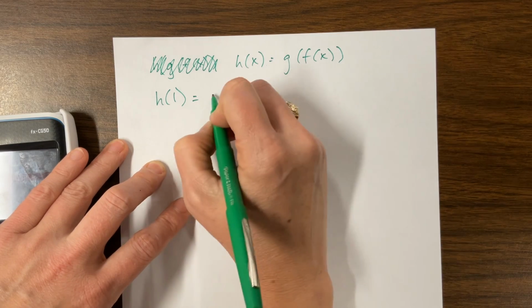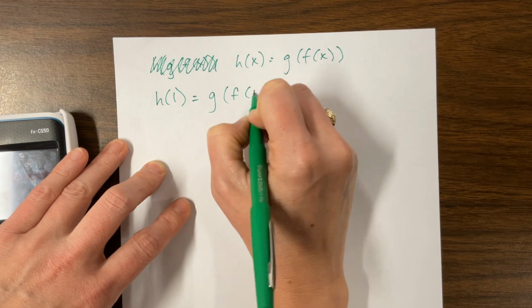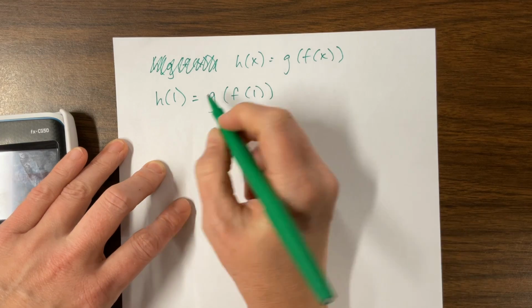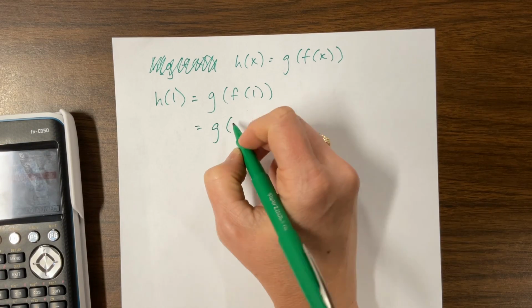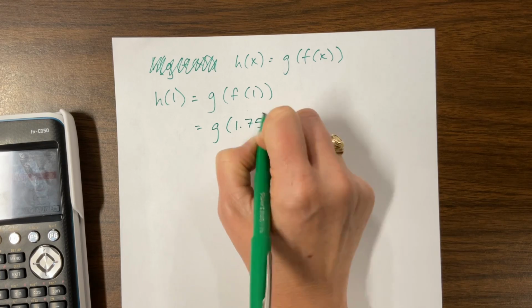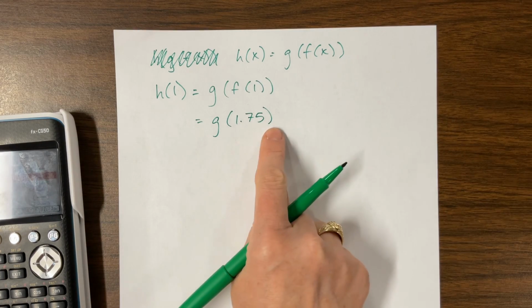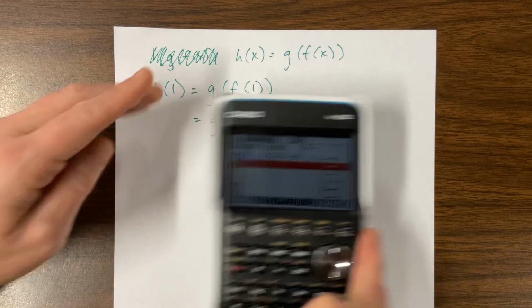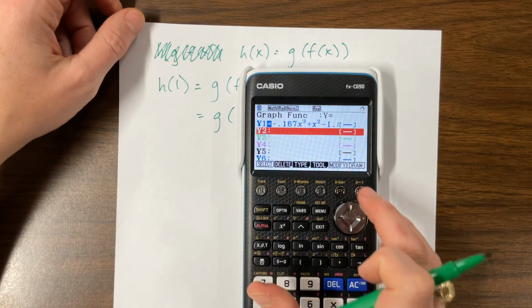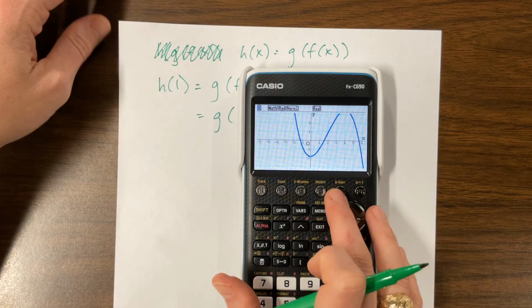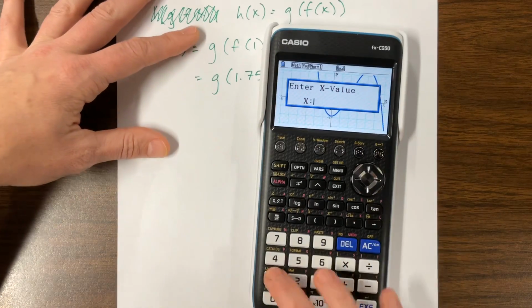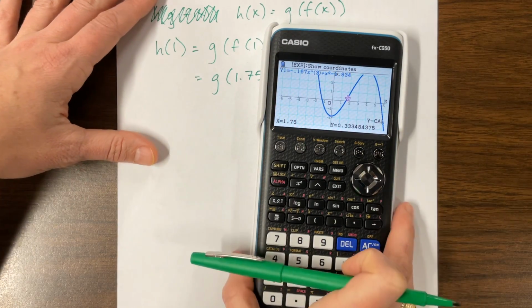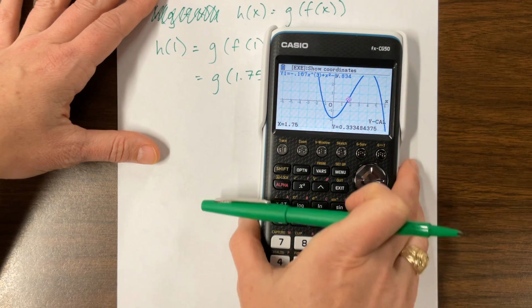Okay, so h of 1 would be g of f of 1. When I look at my table, I see that f of 1 is 1.75. Now I need to figure out what g of this is. I typed that equation in already, so I can do G-Solve and find the y value when my x value is 1.75. This is not the only way to do this problem, but it is one way.